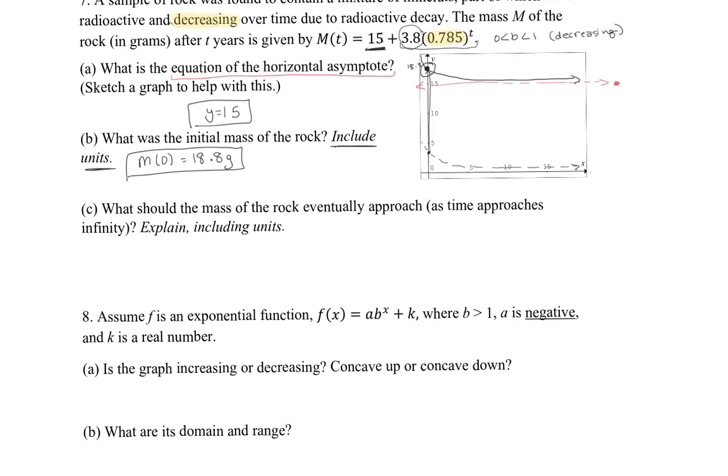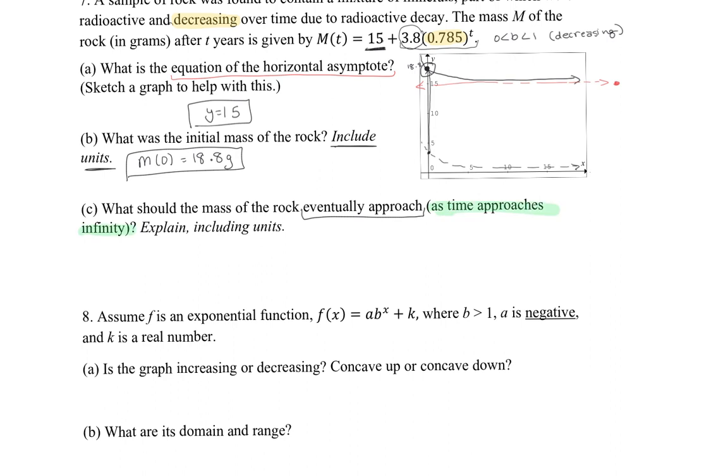Our next question says, what should the mass of the rock eventually approach as time approaches infinity? So it's saying, what should our mass be over time? This is where our horizontal asymptote comes into play. If we were to follow this line, I don't know if I have a laser. Oh, I do. If we follow this line, it'll get very, very close to 15, but it'll never touch 15. But it does say eventually approach as time approaches infinity.